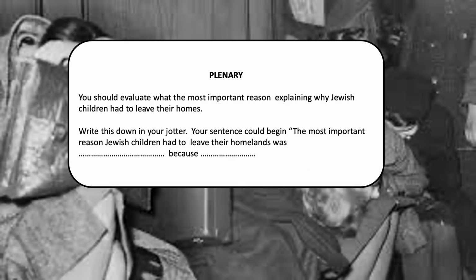Well done in completing task 2. We're now moving on to ask you to evaluate what the most important reason was for explaining why Jewish children had to leave their homes. You're going to answer this question, and we've told you how you can open this sentence. Your sentence could begin, the most important reason Jewish children had to leave their homelands was, and then provide a reason there, because, and explain why that is the most important reason. Please pause the video and complete that task for me.